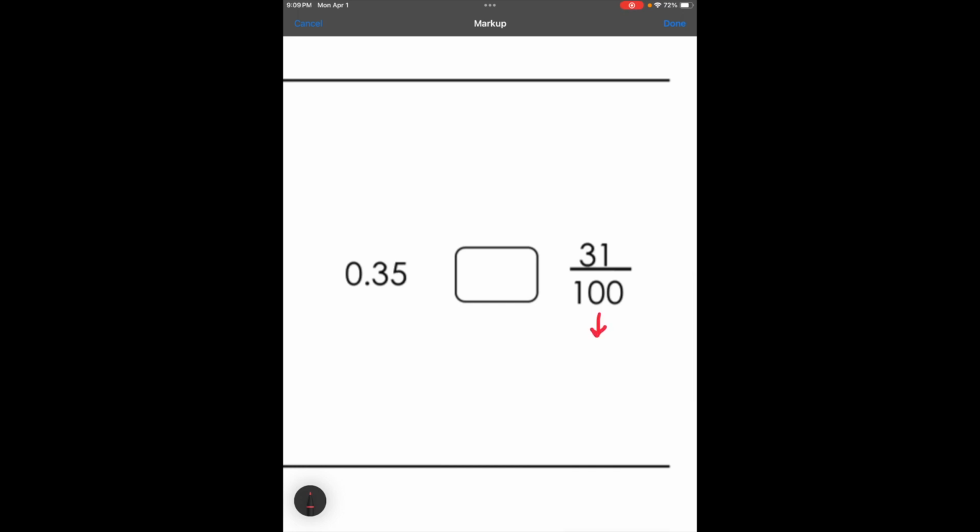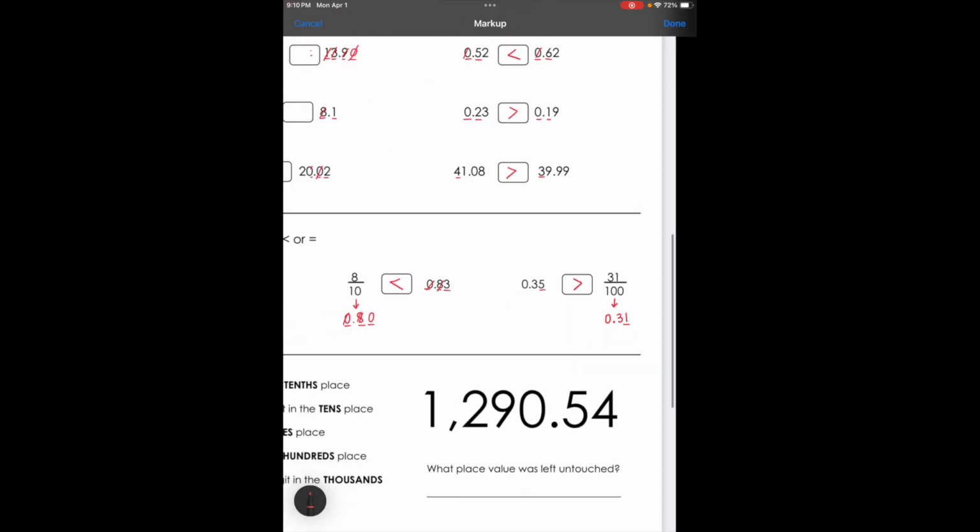Last one, transform this fraction into a decimal. So we're going to make it 0 and 31 hundredths. And now we can compare, and we notice that the hundredths place is the only different one, 5 being greater than the 1. So 0 and 35 hundredths is greater than 31 hundredths.